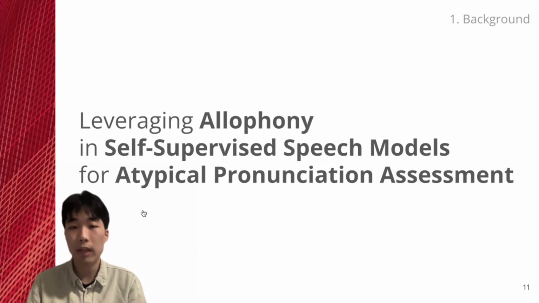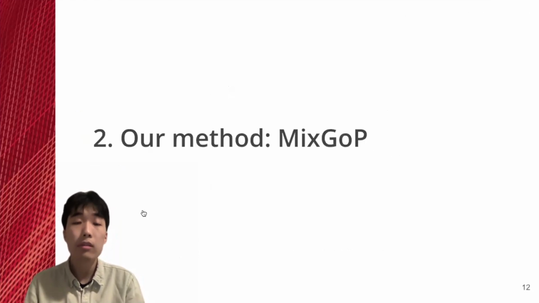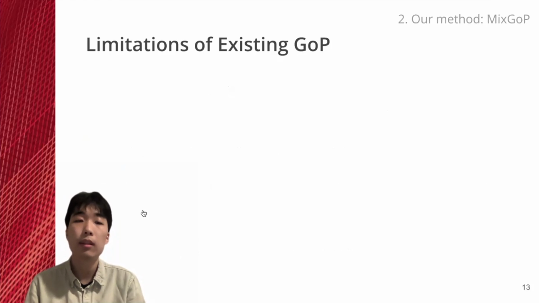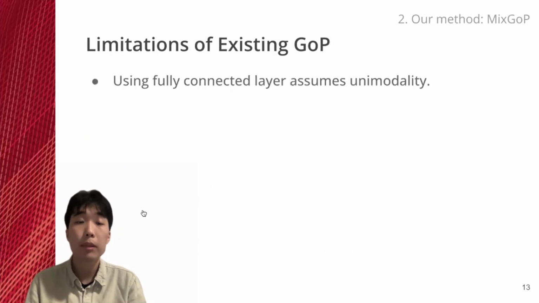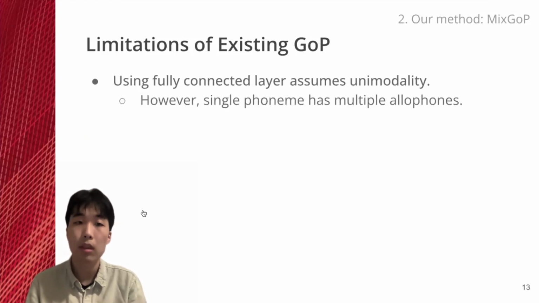And actually, we found that such allophony information is well encoded inside the self-supervised speech models. So let's look at our method by starting with the limitations of existing GOP, because we use the fully connected layer for the classifier, right? And actually, this implies unimodality. In other words, a single cluster for a single phoneme. But as mentioned before, phoneme is not a single cluster, right?